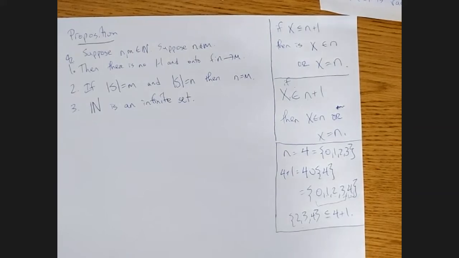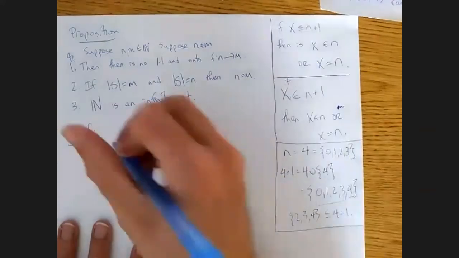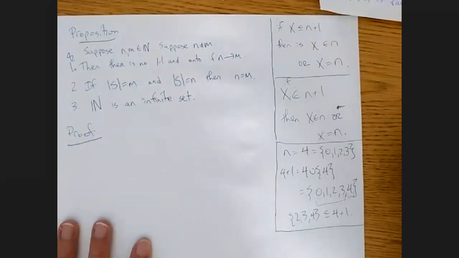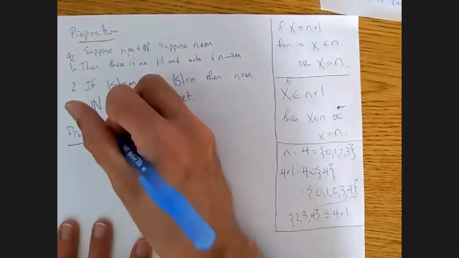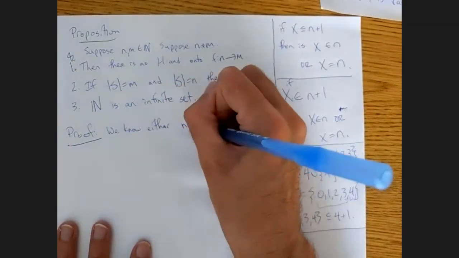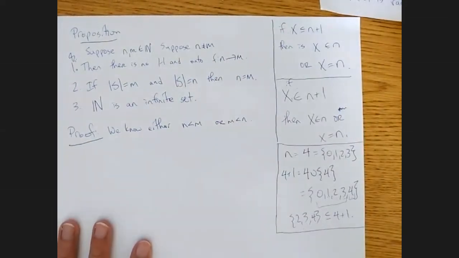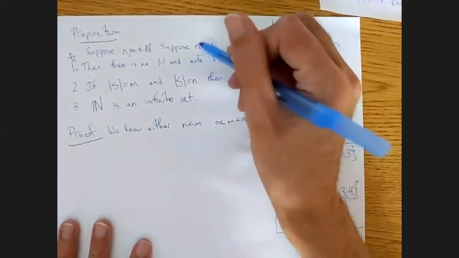So this is kind of reassuring us that cardinality and natural numbers are matching up. Okay, so proof. We know that any two natural numbers are comparable. So we know either n is less than m or m is less than n. The other possibility is that n equals m, but we're supposing that's not true.